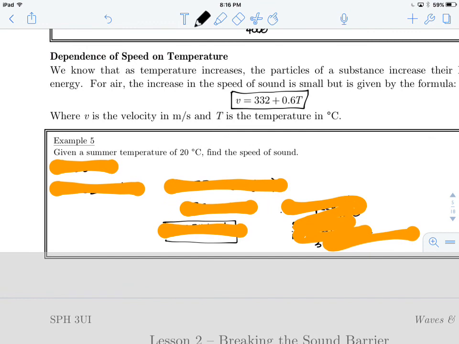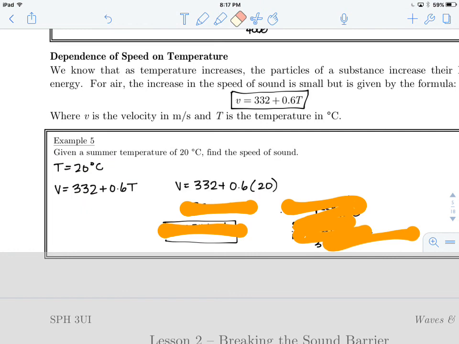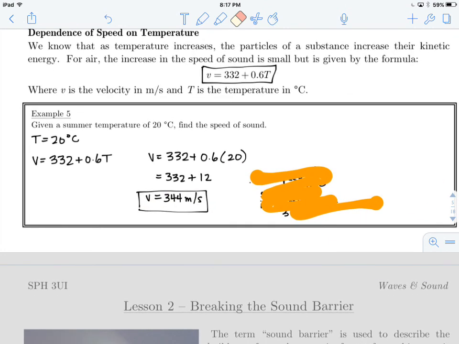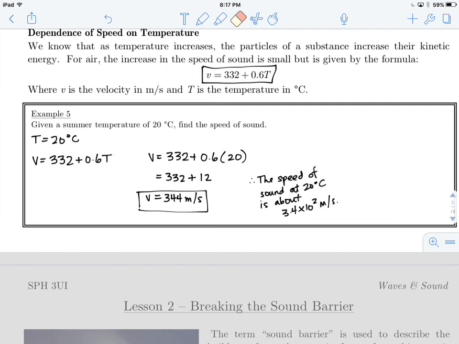So our final example for the lesson is, given a summer temperature of 20 degrees Celsius, find the speed of sound. So we have 20 degrees, and we know the equation that we're going to use. And really, it is as simple as popping it into the equation and saying this is 332 plus 12, and we get 344 meters per second. And we'd say, okay, therefore, the speed of sound at 20 degrees is about 3.4 times 10 to the 2 meters per second, once we've corrected for sig figs.